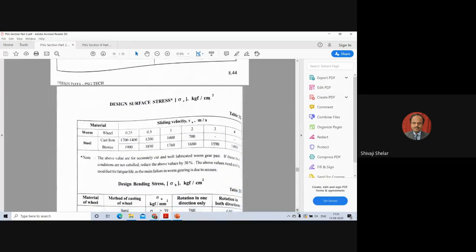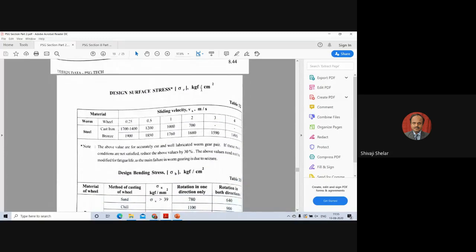We were talking about surface stress, contact stress. What are the contact stresses? Contact stress will depend upon the worm material and the wheel material. Normally the worm material is steel. If you take any application, in most cases you will find the worm material is steel. But there are numerous wheel materials, so you will have either cast iron or bronze. One diagram I have shown, the color diagram, was for the bronze material.